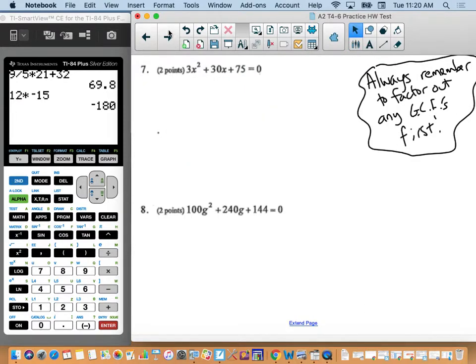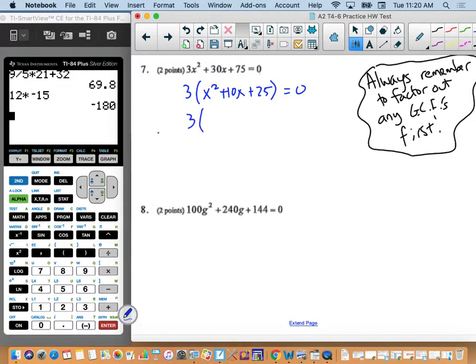Now for numbers 7 and 8, remember the biggest rule is to always remember to factor out any GCFs first. So I can factor out a 3 from each of these. And we're just going to try to rewrite this equation in factored form. Once I factor that 3 out, then what's left I can factor since the leading coefficient is 1. So I can put an x and an x there and find two numbers that multiply to 25 and add to 10, which would be 5 and 5.